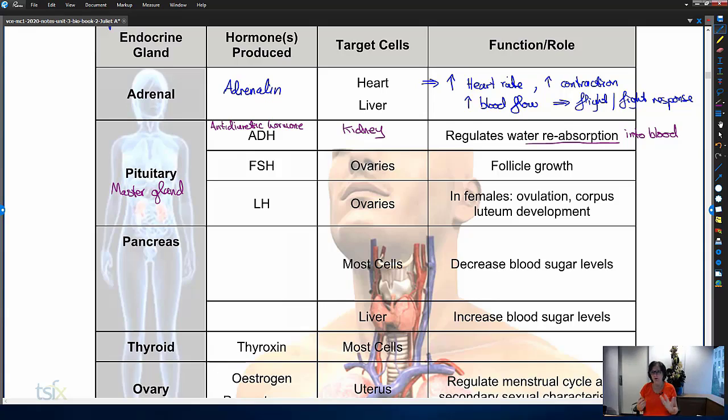If you've got lots of water in the blood, then ADH is turned off, and so more water will come out in the urine. So it's all about water balance. That's the whole purpose of ADH. And water balance in the blood equals solute concentrations. So it's the water levels that are happening there.